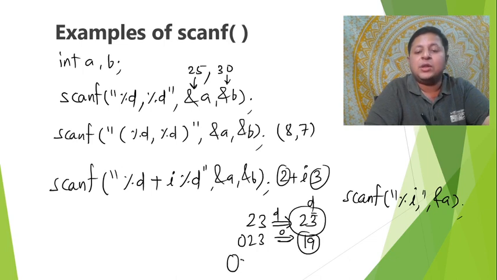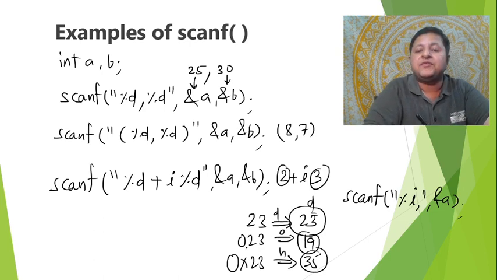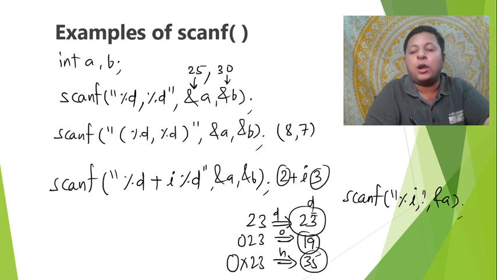If at all I write 0x23, then it will be considered as hexadecimal. 16 times 2 is 32, plus 3, it will be read as 35. That's the power of %i. Depending on the prefix, it is capable of reading all.